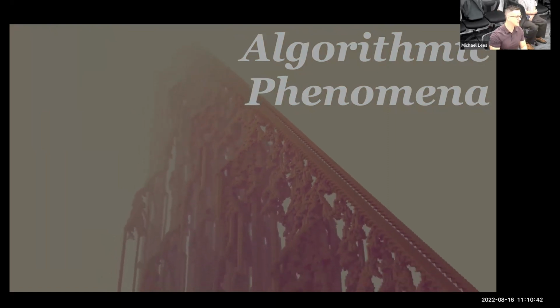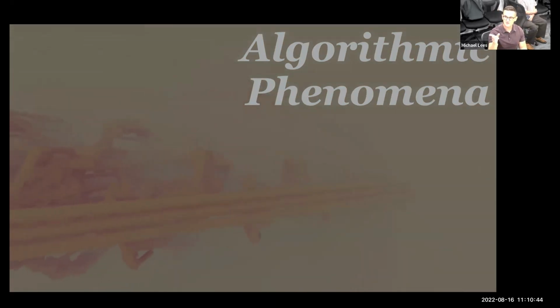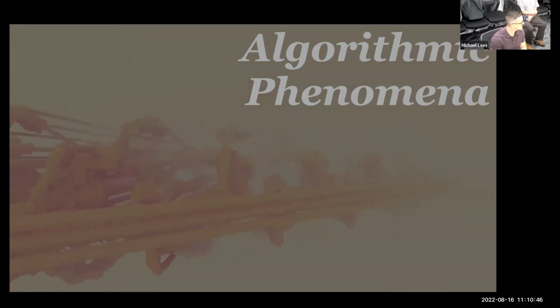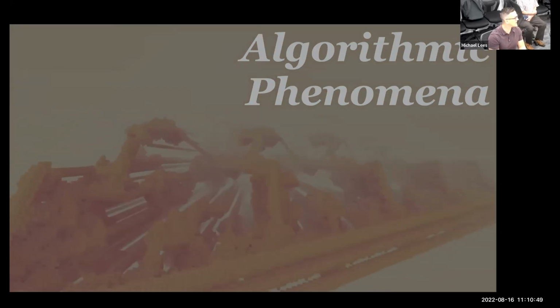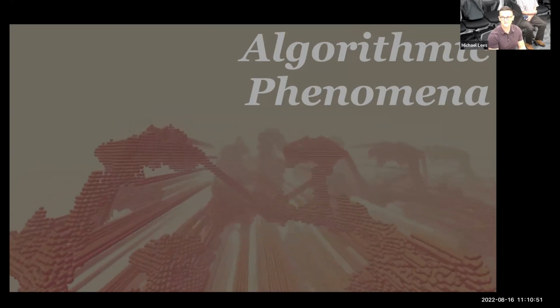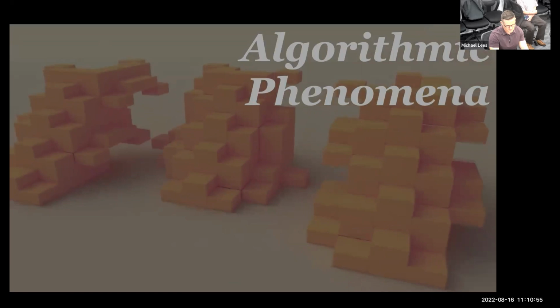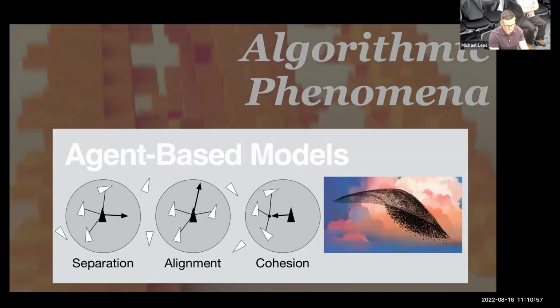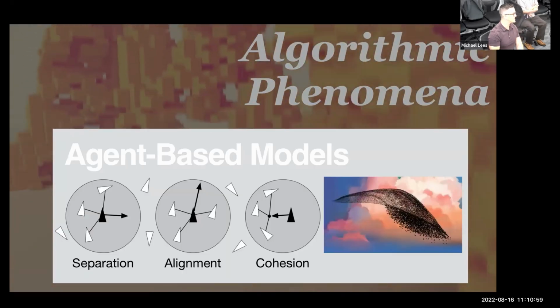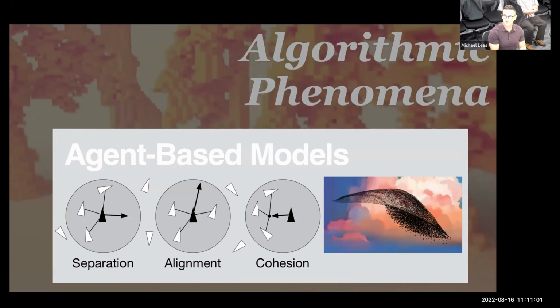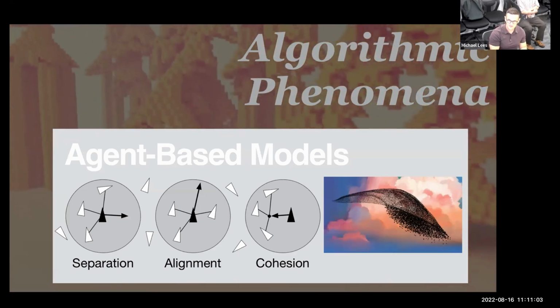By the way, does anyone know what this video is of? Have you ever heard of the Game of Life? This is a 3D visualization of the Game of Life. One way to reason about algorithmic phenomena is something called agent-based models, and that's where a lot of my research is focused.